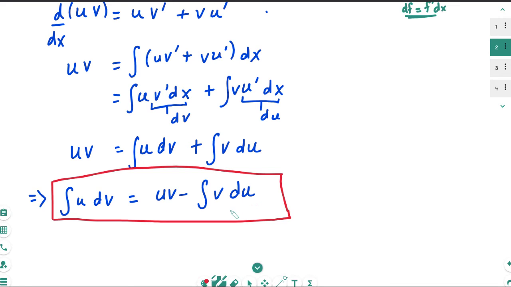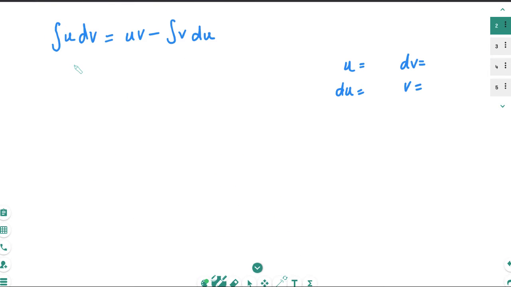Why would this be useful? Because the actual integral that we are starting with would be difficult, and if we switch the integration from with respect to v to with respect to u, this second integral would be easier to solve. It will make more sense as we look at some examples. Let's solve some examples. I have kept this formula for integration by parts here for reference.